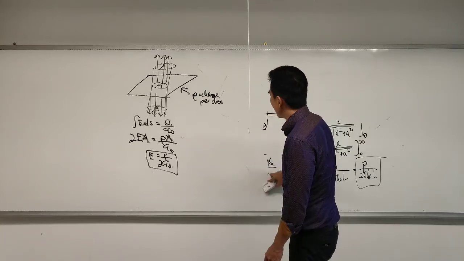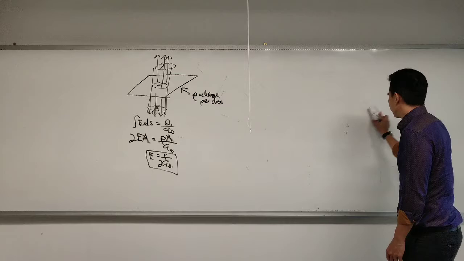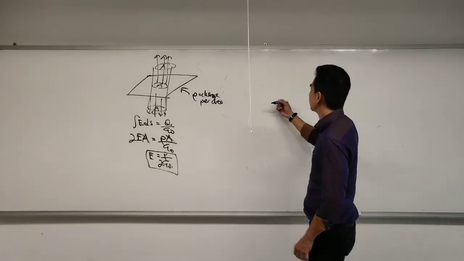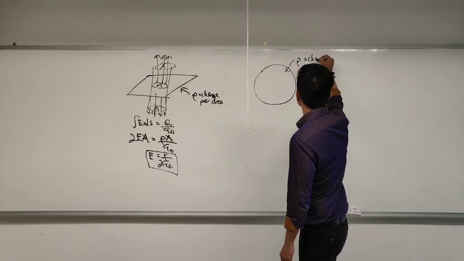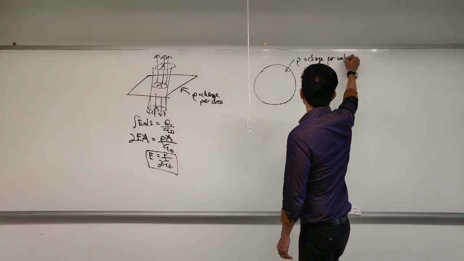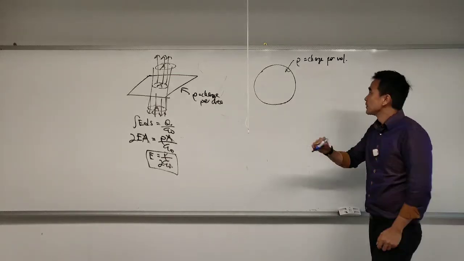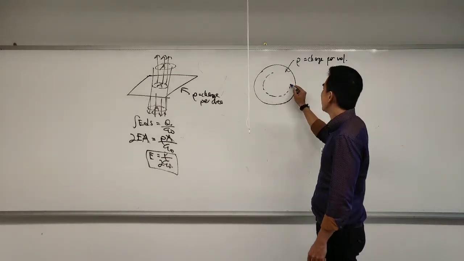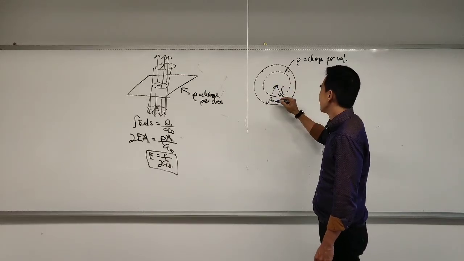Oh yes, probably one more case before I go on to potential. Now, in fact, two more cases. So if we have a situation where there is charge per volume, the charge per unit volume is a constant, and it's a solid sphere. So how do I find the field inside here at this point r when this is R naught?